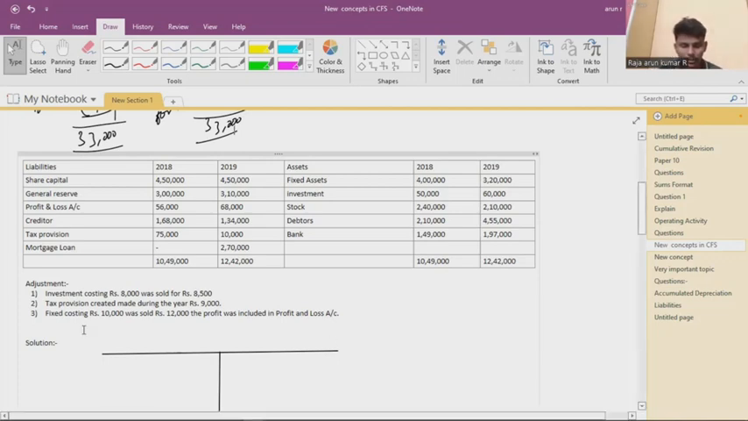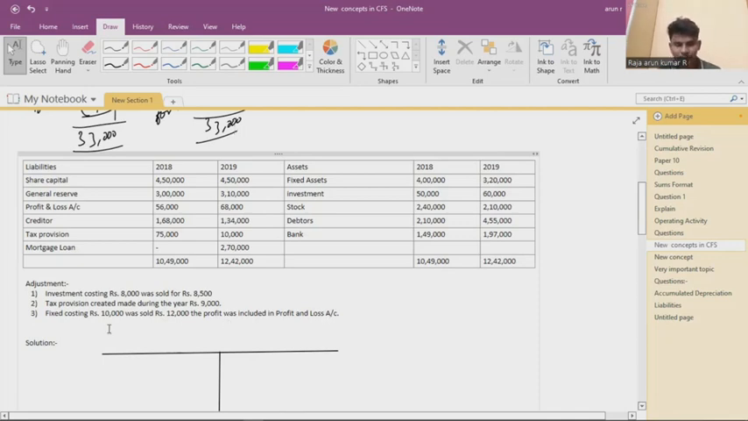We see in the adjustment, costing of 10,000. Everyone makes a mistake in reading the fixed asset adjustment in the cash flow statement, in financial accounting and in profit-oriented companies also. Fixed asset costing 10,000 was sold at 12,000. The profit was included in the profit and loss account.